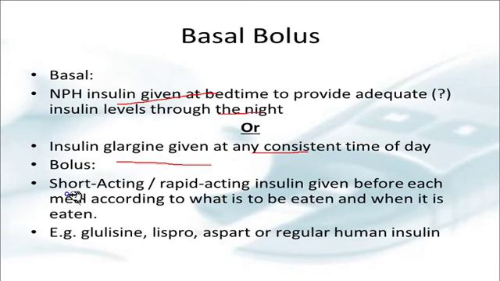And then of course the bolus insulin is either a short-acting or a rapidly acting insulin analog. The short-acting insulin here is regular human insulin, and the rapidly acting insulin analogs include glulisine, lispro, and aspart. And they are given before each meal is taken. Ideally, remember that for glulisine, lispro, and aspart, you want to give it roughly about 20 minutes before a meal, and for regular human insulin, 30 to 60 minutes before a meal.